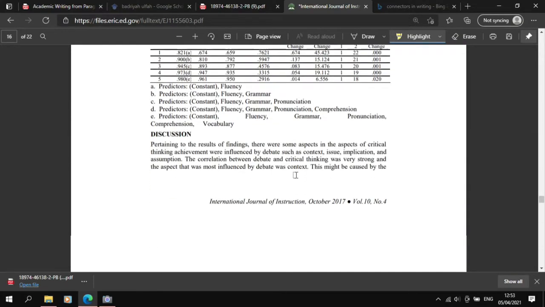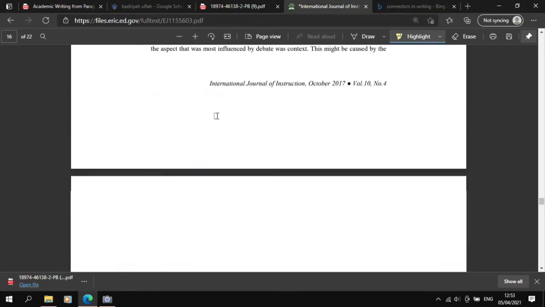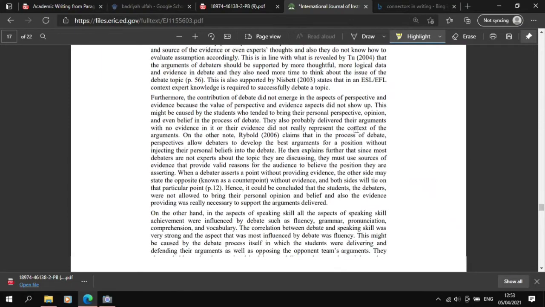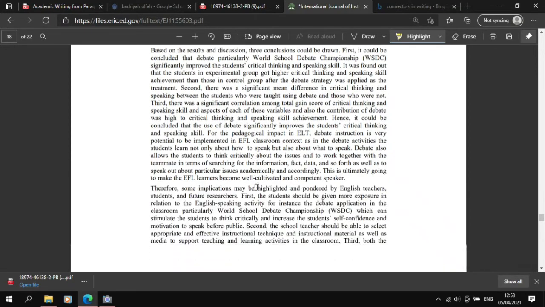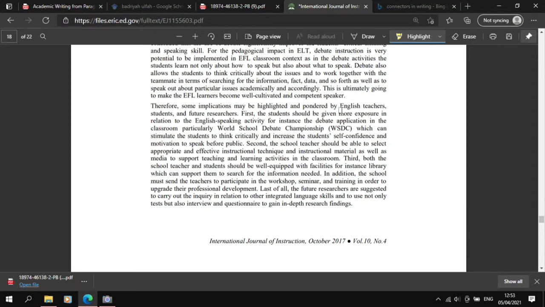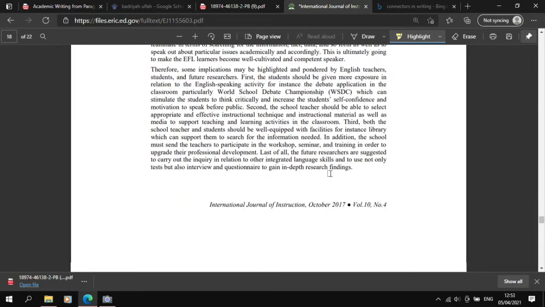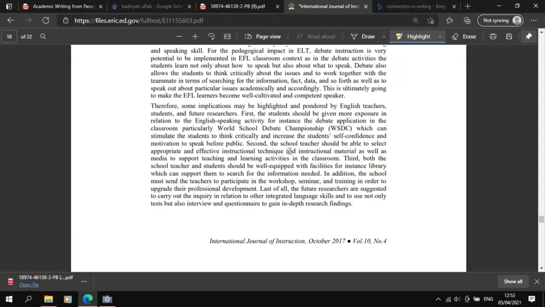Okay, another one. So here in the discussion, he finally states that, okay, now the conclusion, he said that some implication, okay, so here one of the things that he says is that the student should be given more exposure in relation to the activity, for instance, the debate application in the classroom, which can stimulate the student to think critically and increase the student's self-confidence and motivation to speak in public.